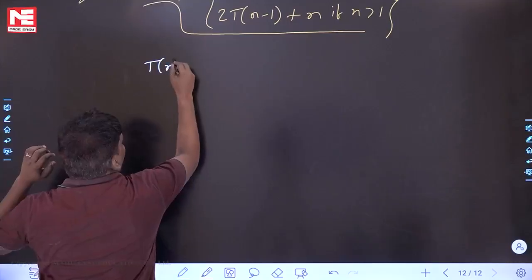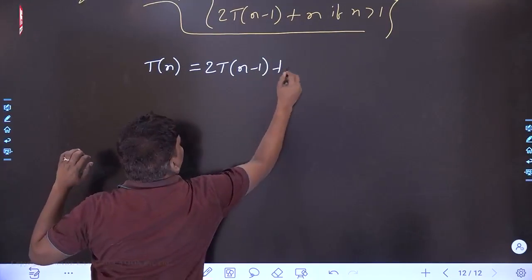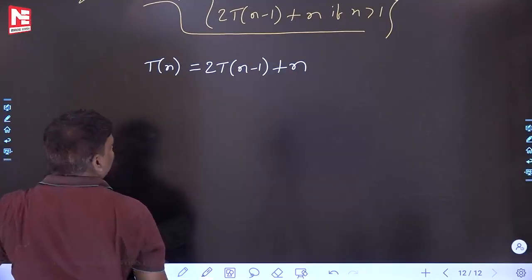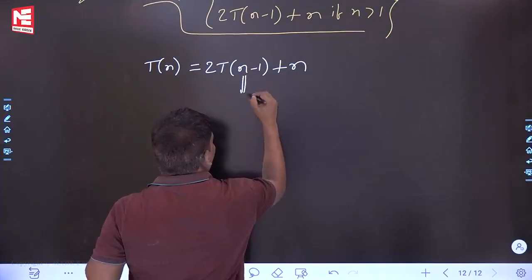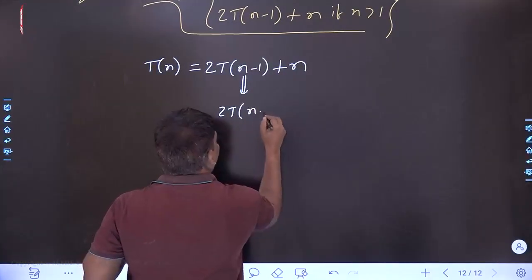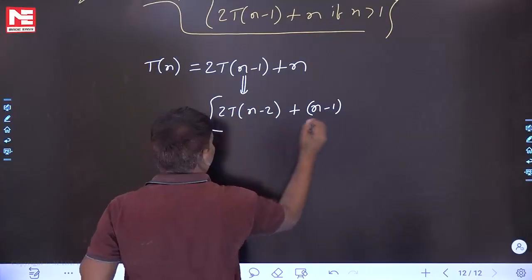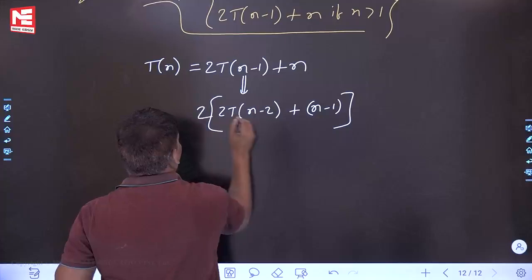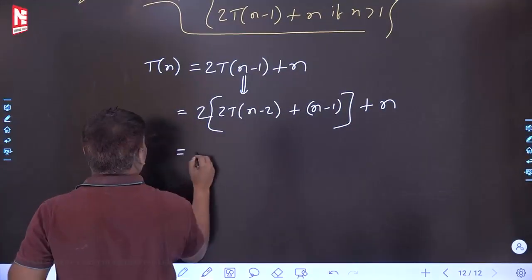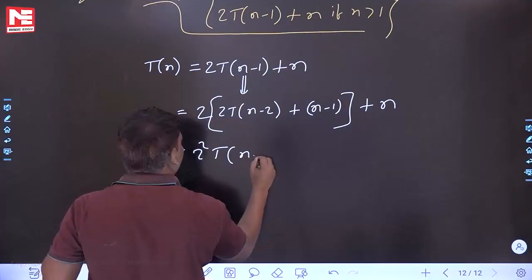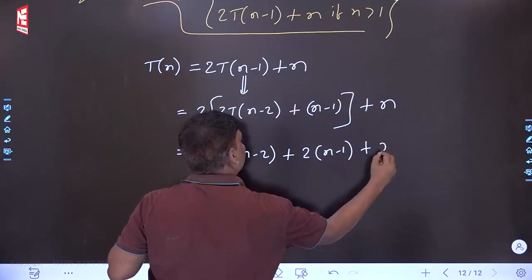See this. Tn is equal to 2T(n-1) plus n. Now can you help me? If you substitute one more time, what is the answer? 2T(n-2) plus (n-1). Brackets should be there. If anyone doesn't keep the bracket, it is the wrong answer. Please be careful. Plus n. Right? Simplify this: 2 square T(n-2) plus 2 into (n-1) plus n.